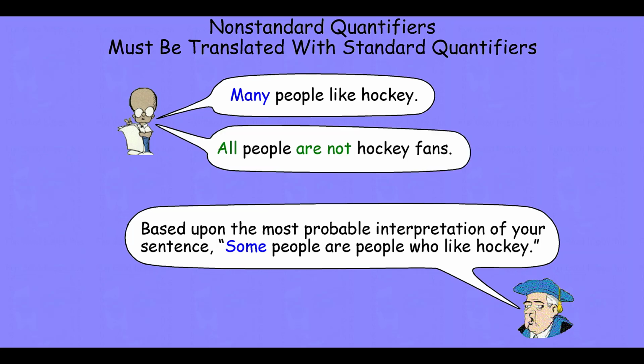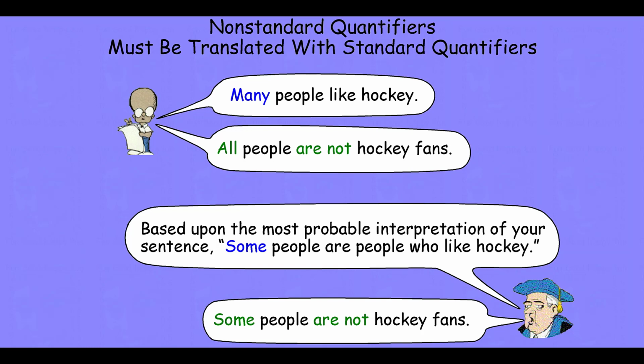All people are not hockey fans. Now here we've got a standard form quantifier, but it's paired with a non-standard copula. All and are not don't go together in any of our standard form categorical statements, and so we're going to have to reinterpret this sentence. It's actually ambiguous between no people are hockey fans and some people are not hockey fans. So based upon the best interpretation of that sentence, we'll probably go with some people are not hockey fans.